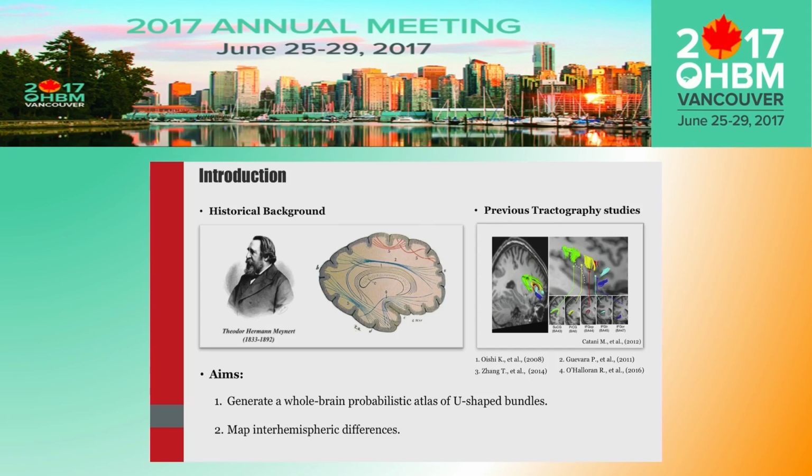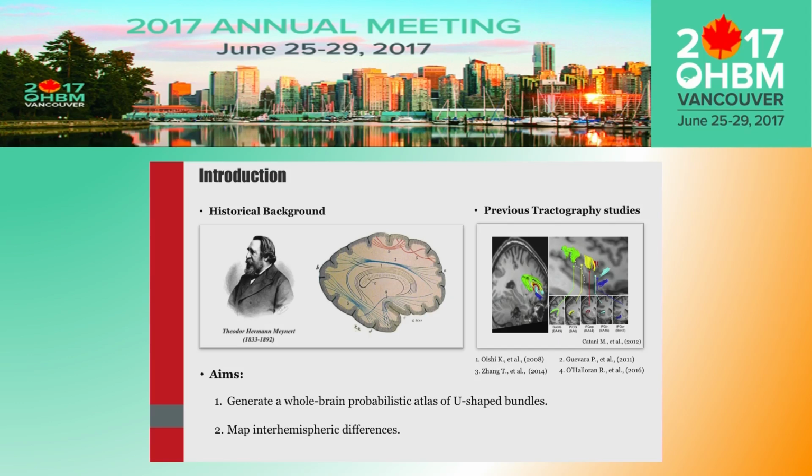Although this description has been there for a long time, most of the U-shaped fibers in the human brain have remained unmapped or uncharacterized. With the recent advent of diffusion MRI and tractography, a handful of studies have tried to show these fibers with MRI. These studies can be classified largely into two groups.